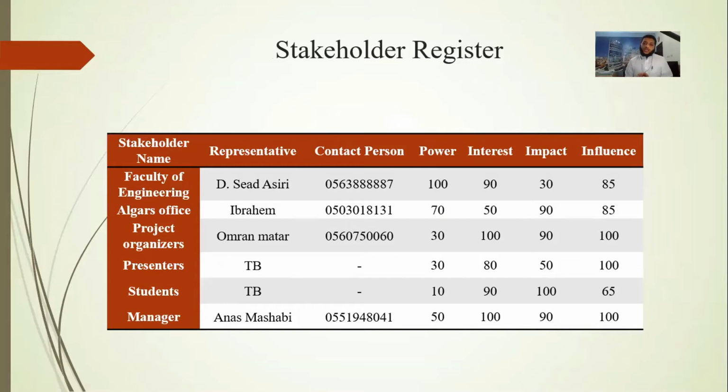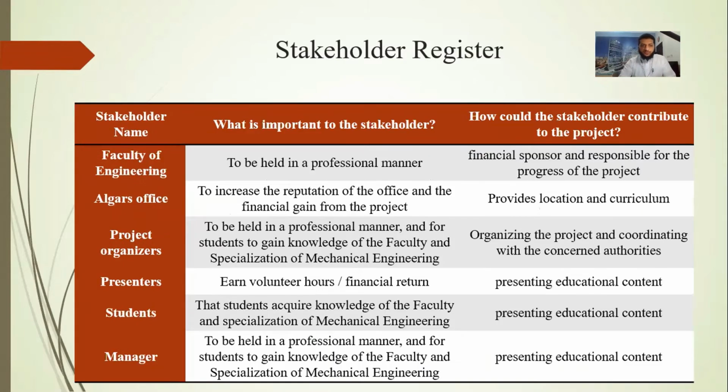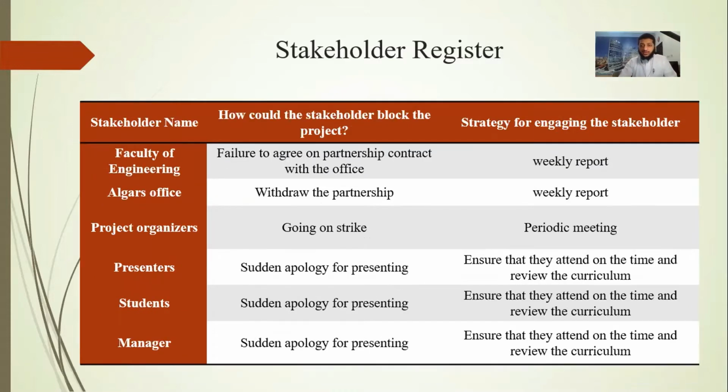Let's go to the stakeholder register, and here we identify all the stakeholders for our project, who the representative from the stakeholder is, how we will contact them, and how much power, interest, impact, and influence each stakeholder has. You can see here we have mainly 6 stakeholders. And here is the second part of the stakeholder register, and this part answers 2 questions, and you can see them in front of you. And this is the third and final part for the stakeholder register.